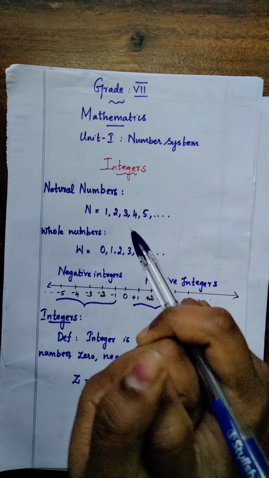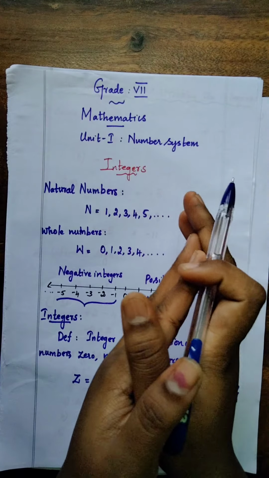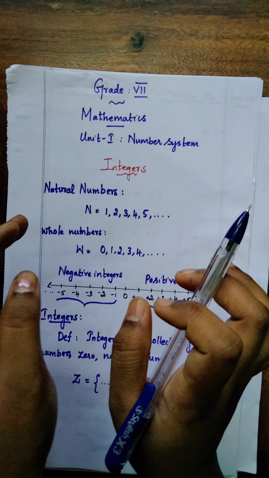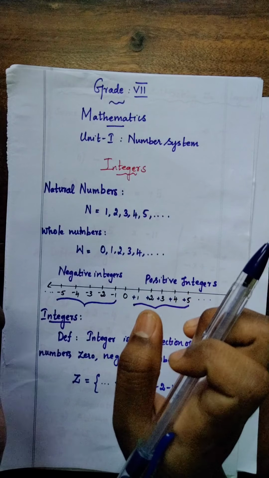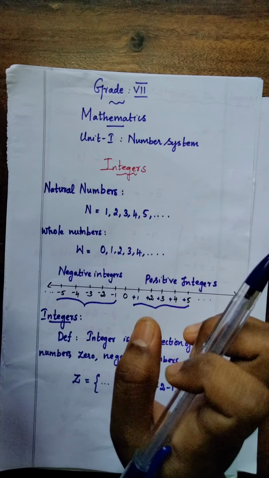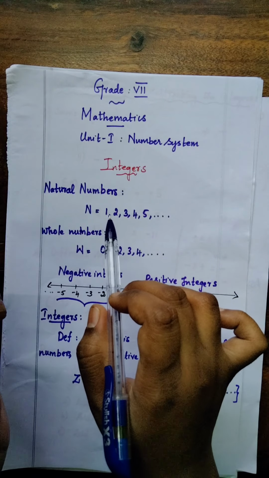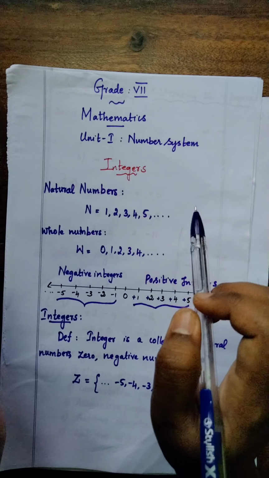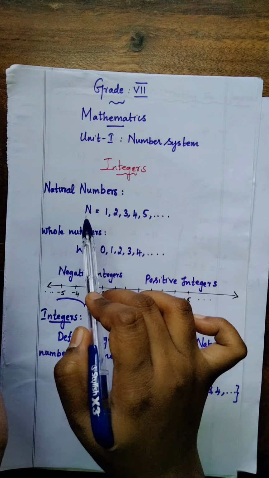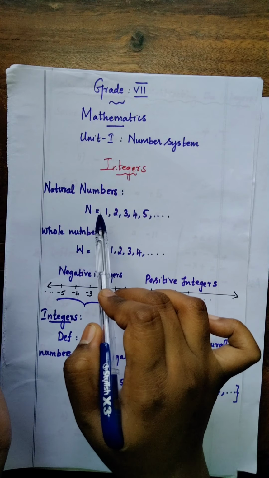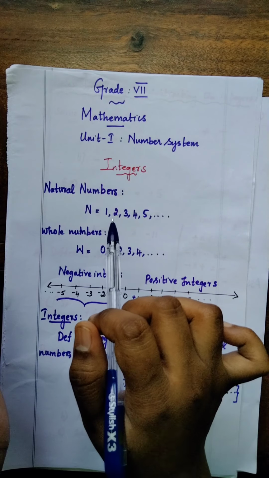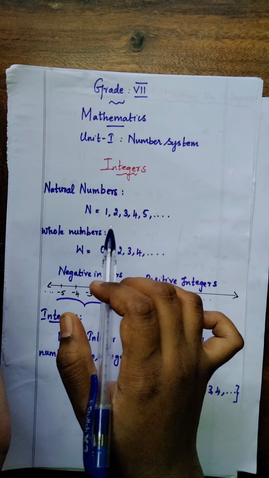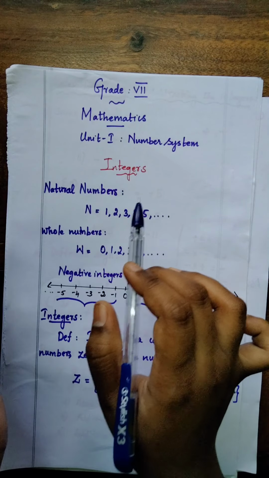Our unit name is number system. Under the number system, our first chapter is integers. First, what are natural numbers? You all know what natural numbers are. Natural numbers start from the number 1: 1, 2, 3, 4, 5, etc. We denote the natural numbers by the letter N. They go on and on. This is natural numbers.